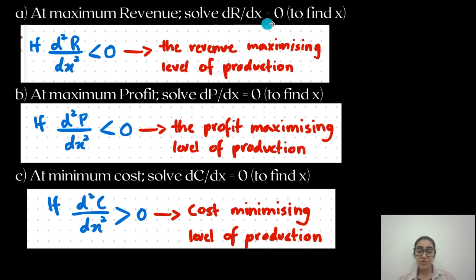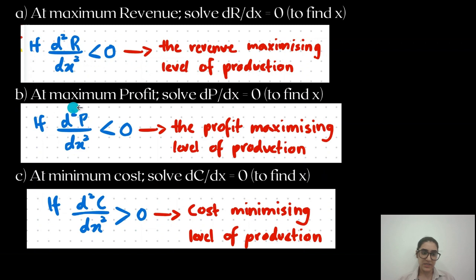Now, to ensure or to test that our revenue generated is maximum, we can use the second derivative test, which is d squared R over dx squared. And if it's less than 0, that means the revenue maximizing level of production.